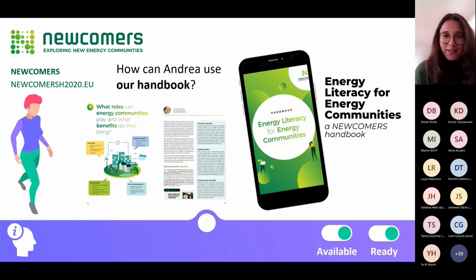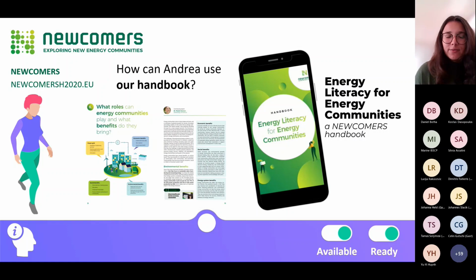So how can Andrea use our handbook? As I said, it's a PDF e-handbook, so it is actually digital anyway. And there are clickable links, so she can open it on her computer, she can open it on her phone, on her tablet, and read through it. But each chapter stands on its own as well, so she can just look at the ones that she's interested in if she wishes, or she can come back to them if she wants, if there's information that she maybe forgot or needs to refresh.